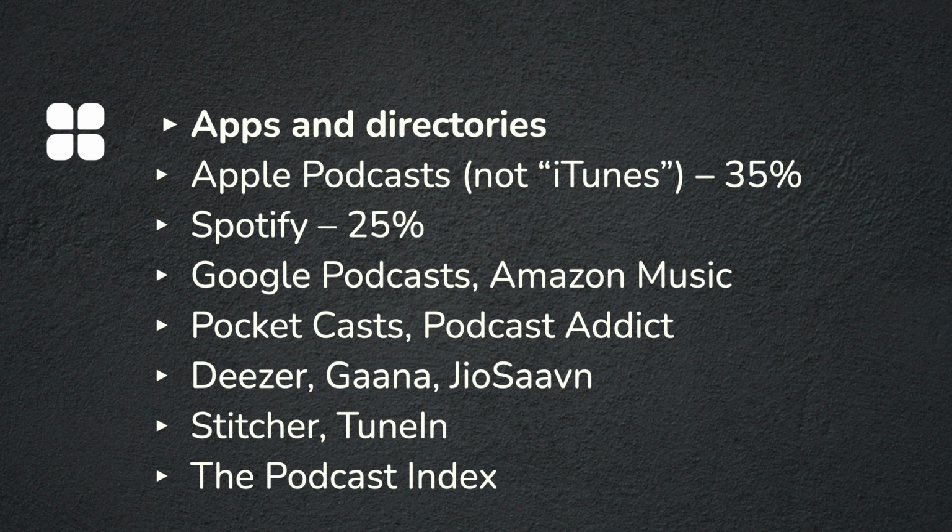So if we look at Castro and Overcast, which are two iOS apps, they use the Apple Podcasts directory. So when you search for a podcast in one of those apps, you're searching Apple's directory. Pocket Casts and Podcast Addict have their own directories that they maintain themselves. Deezer, Gaana and JioSaavn are big streaming platforms like Spotify, so they have their own apps and their own ecosystems. Stitcher and TuneIn are the same. They are directories in and of themselves that also have apps. The Podcast Index is just a directory in and of itself. It doesn't have an app.